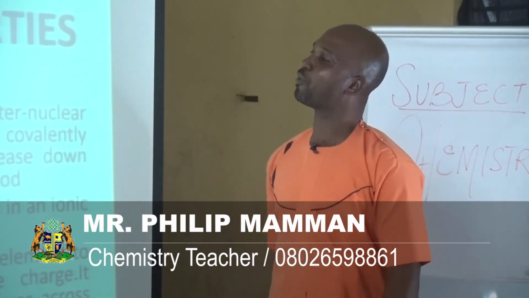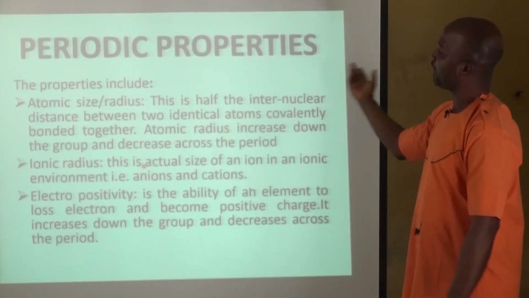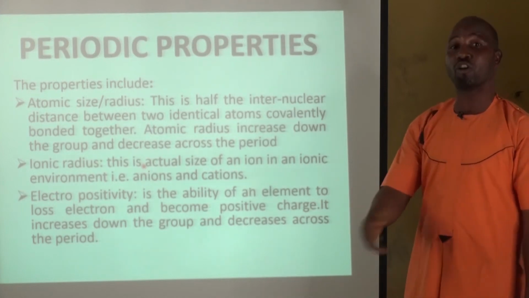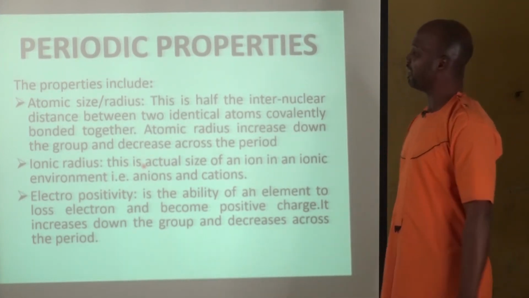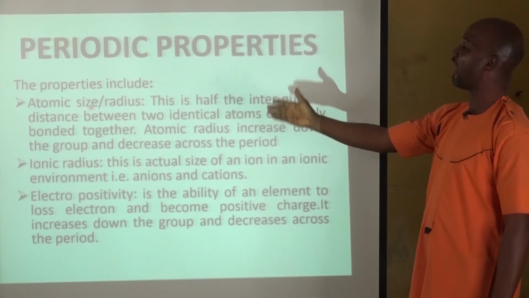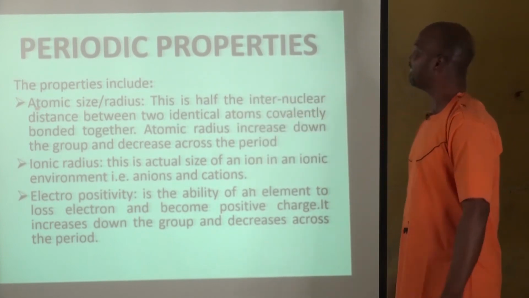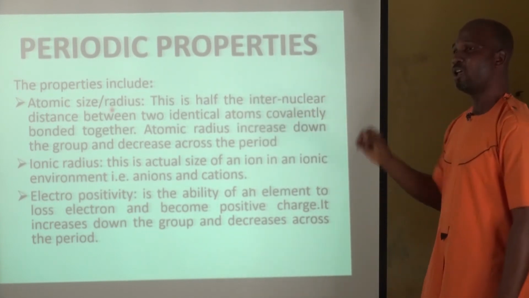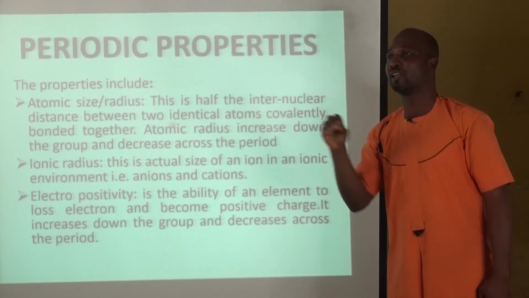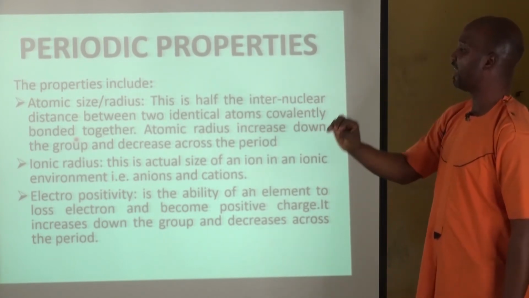I'll quickly look at the periodic properties of elements and their variation on the periodic table. One of them is the atomic size, which is also called atomic radius. And we say this is half the internuclear distance between two identical atoms that are covalently bonded together.